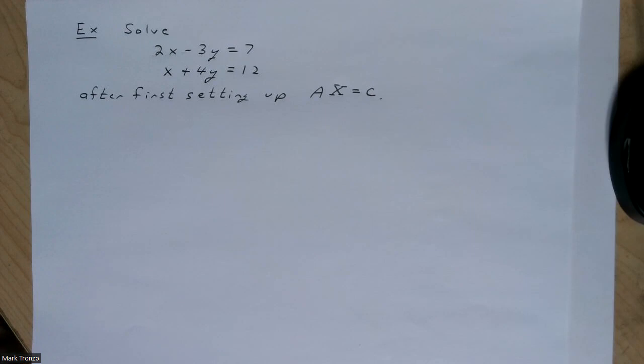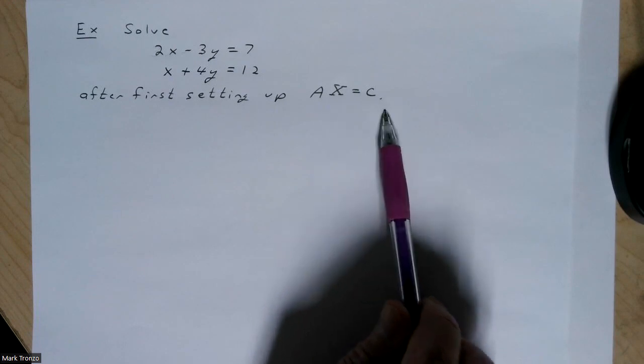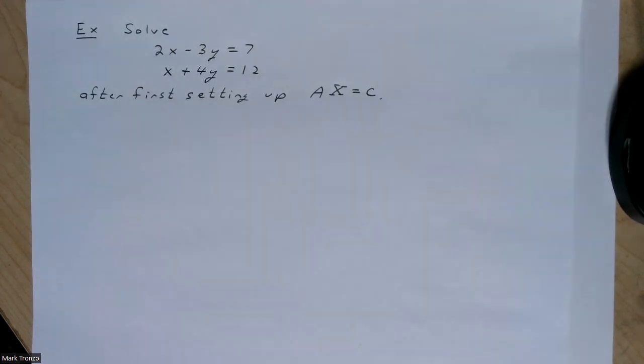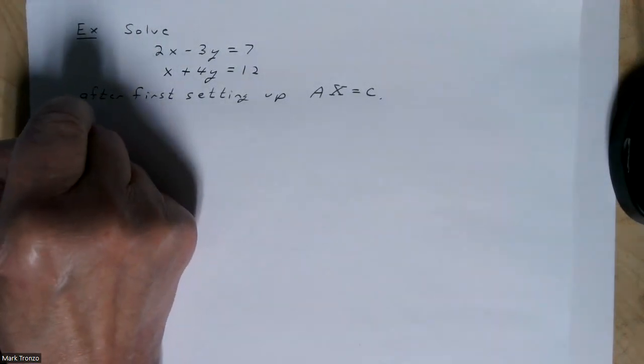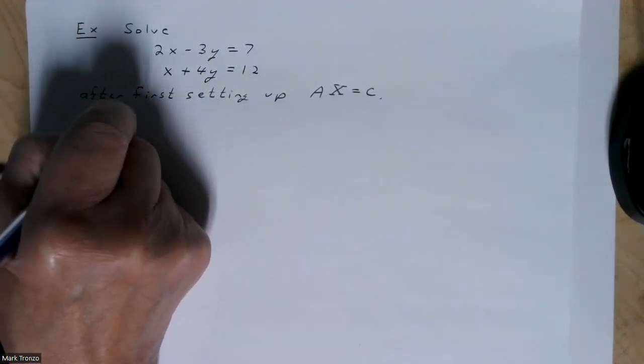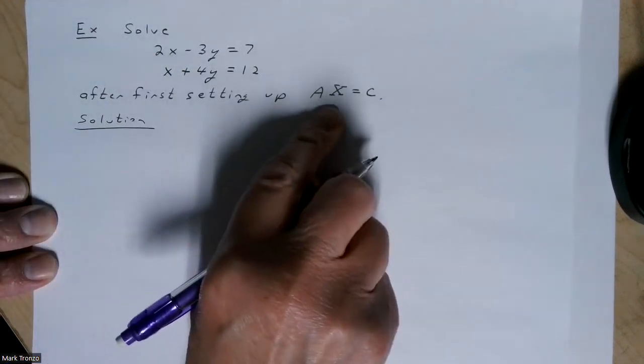Let's take a look at this problem. We want to solve this system of equations. It's a simple system of two equations after first setting up AX equals C. So let's go ahead and solve this. Again, let's go through the steps like we did before. So first, let's rewrite this in this form.